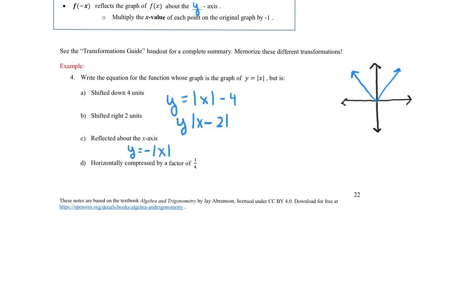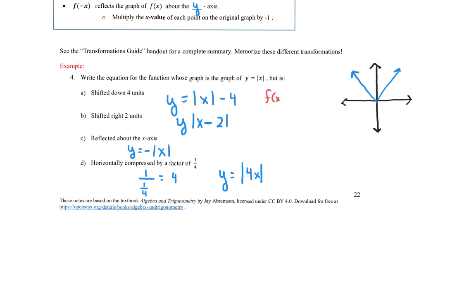But for letter D, let's say we wanted to horizontally compress by a factor of 1/4. Now be careful, a factor of 1/4. Some of you might be looking at the compression like this. That might be a little bit confusing to you so far.